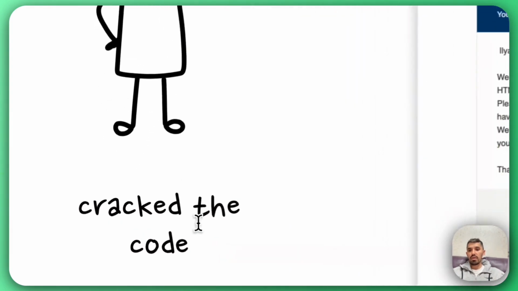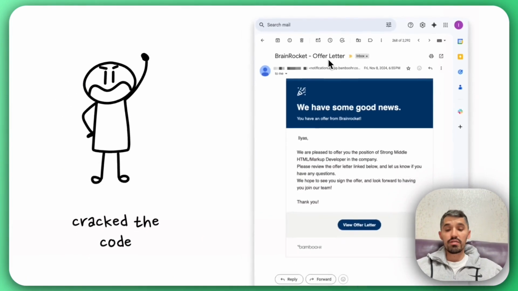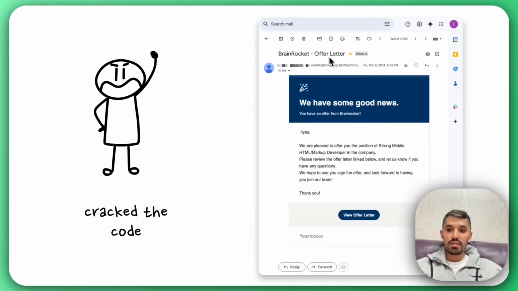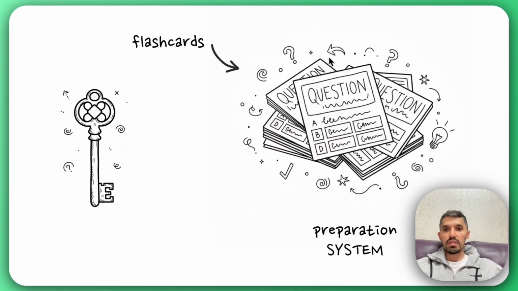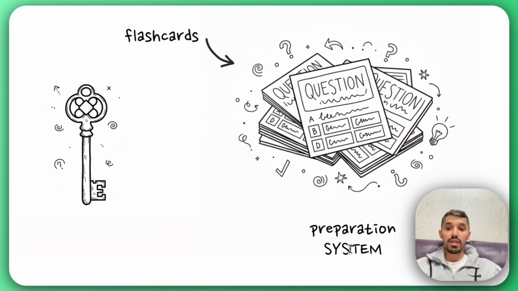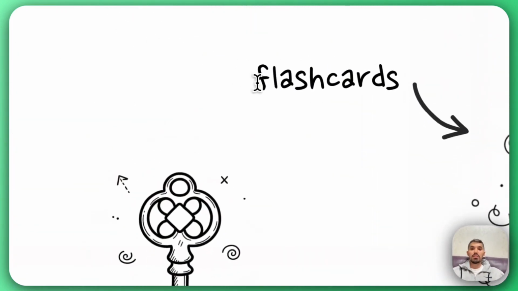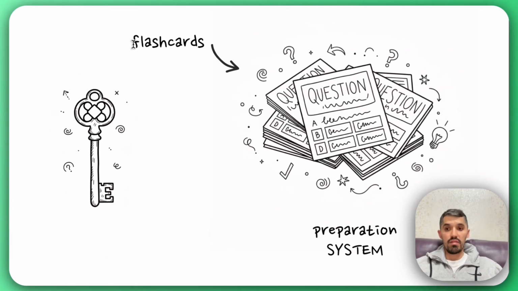And finally, I cracked the code and got the offer letter, a dream job, plus paid relocation for my family and I. And I was analyzing what worked and what didn't. And the thing is that I finally came up with a preparation system that worked. And it's based on a flashcards method.